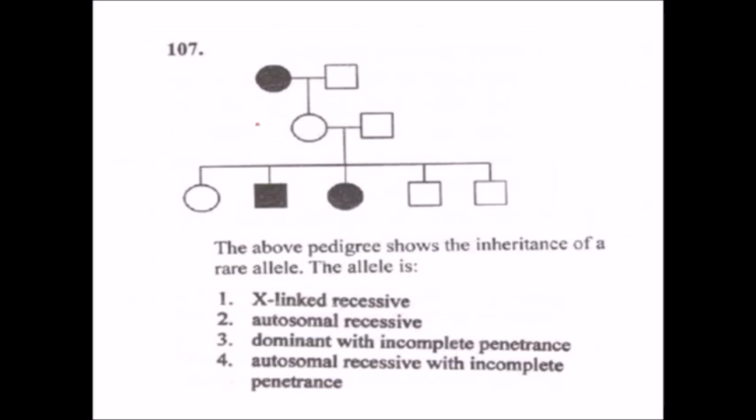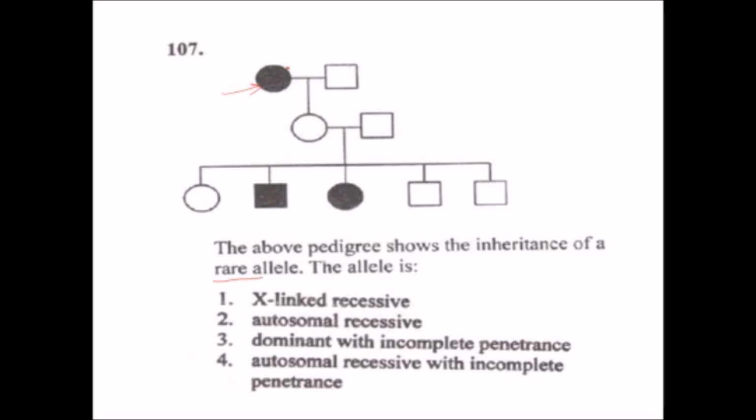Yes, next question is from the pedigree analysis. The above pedigree shows the inheritance of the rare alleles. The allele is very rare, and it is showing that the rare allele is the female one, which is from the outside, not from any of the generation. So the allele is X-linked and autosomal recessive or dominant with the incomplete penetrance. As it is the rare allele, it can be possible that it is incomplete penetrance.